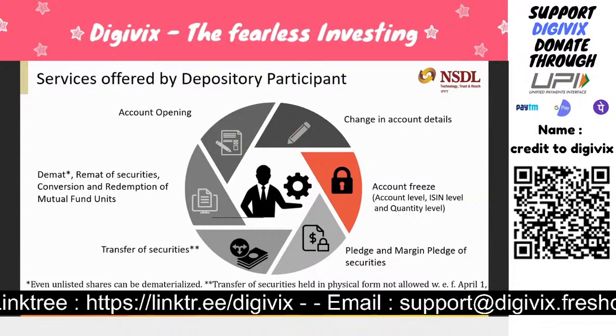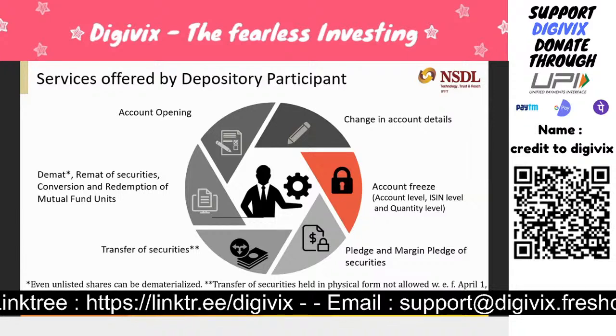We have Demat and Remat of securities. If you want to Demat your securities, even that is possible. Even conversion and redemption of mutual funds is possible. The account freeze can also be done. So you can freeze your account as well.